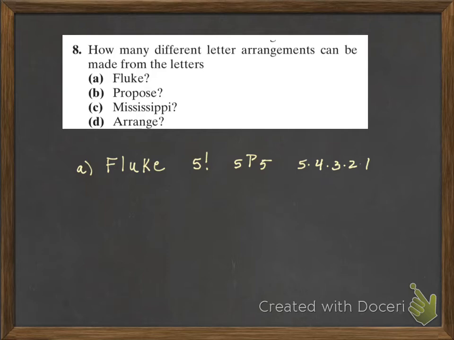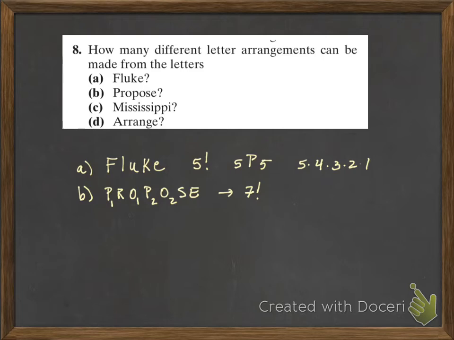Okay, so B is very similar, but as we see here, we have some letters that repeat. So we have P, R, and I'm going to label this P1, R, O1, and then we have another P, so we'll call that P2. We have another O, we'll call that O2, and then S, E. So if these were distinct letters, we would have 7 of those, and the number of arrangements of those 7 distinct letters would be 7 factorial.